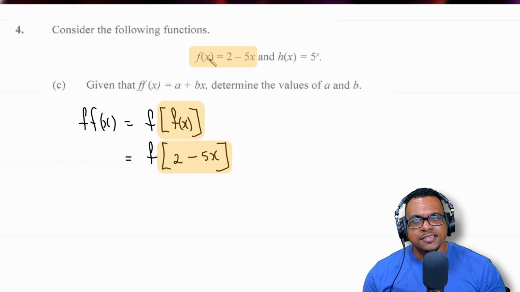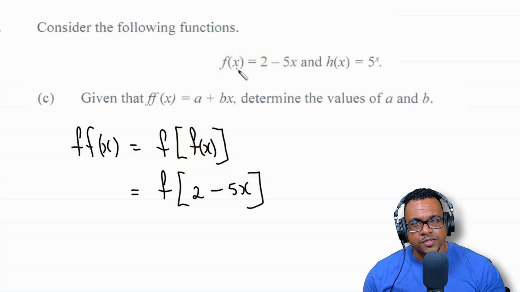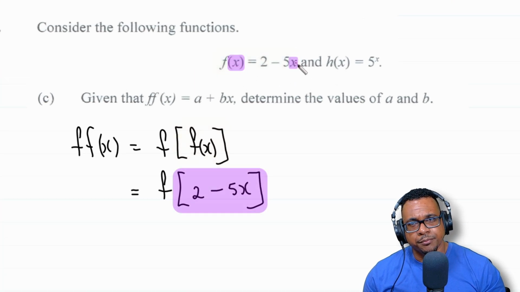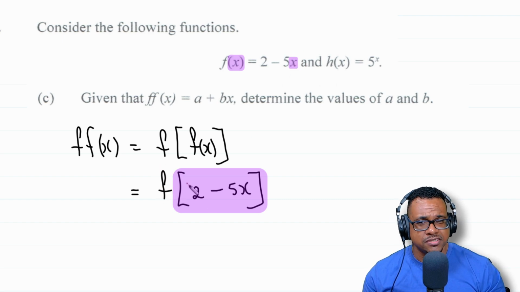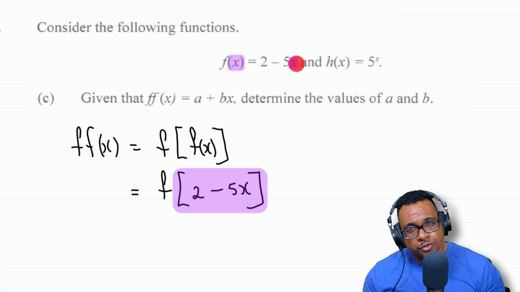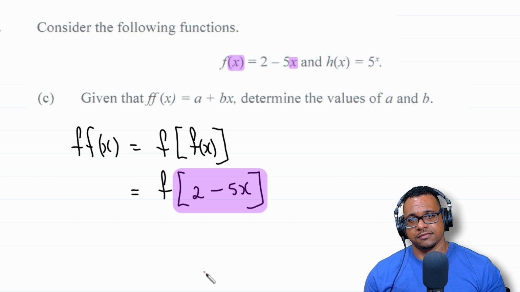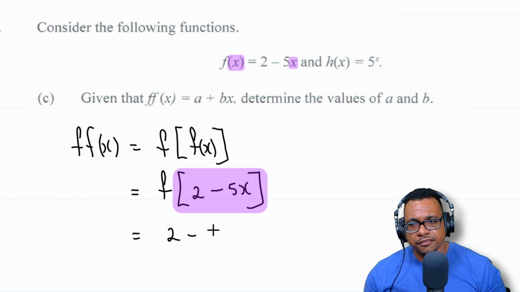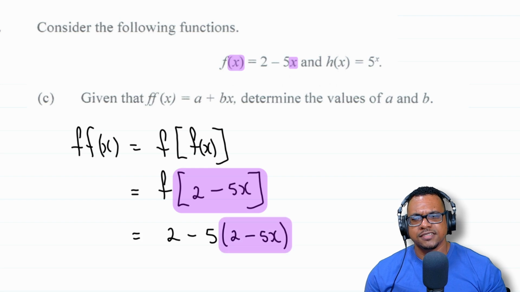Now remember, this x here in the function is your input. So wherever your input is, you put in that same input where the x is. Now for this function f, my input is 2 take away 5x. Therefore, I need to replace this x here with 2 take away 5x. So I'm going to have 2 take away 5, and that x is going to be the input, and the input here now is again 2 take away 5x. Close brackets.